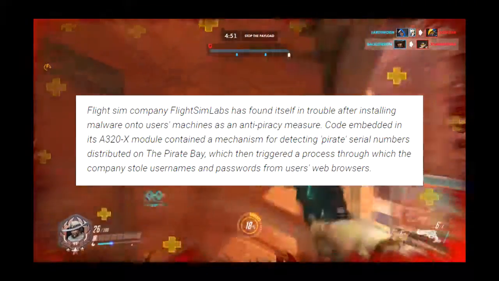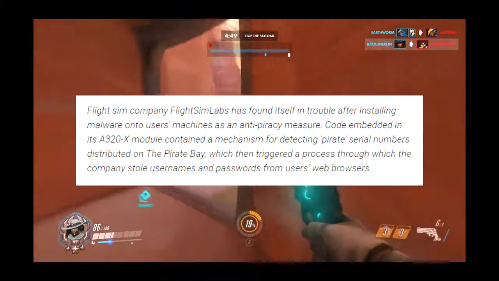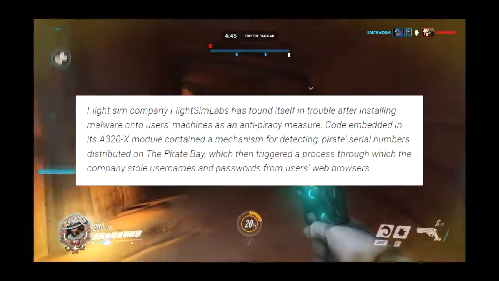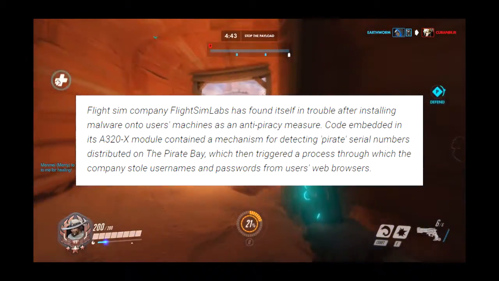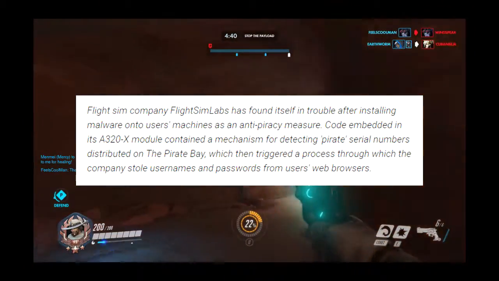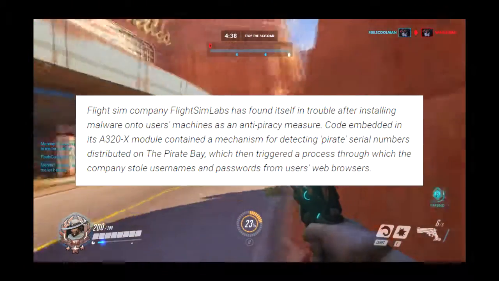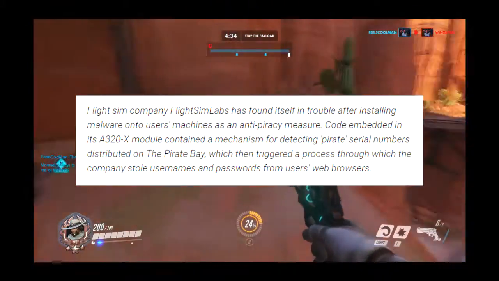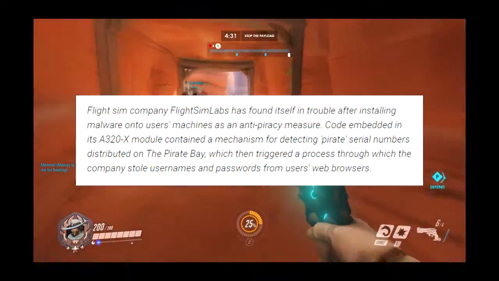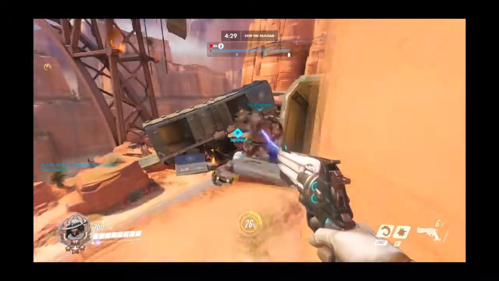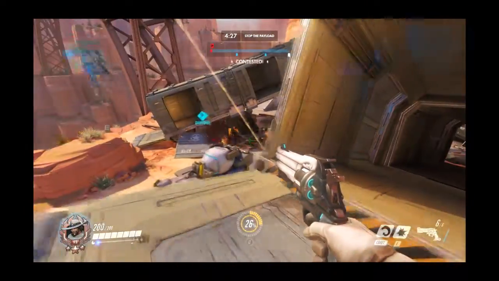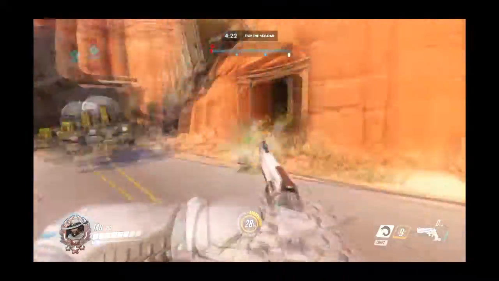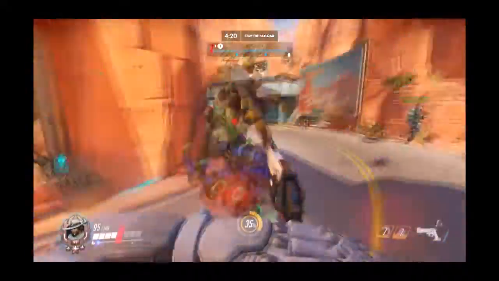Flight sim company Flight Sim Labs has found itself in trouble after installing malware onto users' machines as an anti-piracy measure. Code embedded in its A320X module contained a mechanism for detecting pirate serial numbers distributed on the Pirate Bay, which then triggered a process through which the company stole usernames and passwords from users' web browsers. All right. So that is a pretty apt description of what happened.